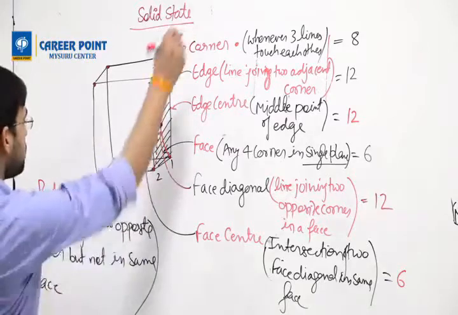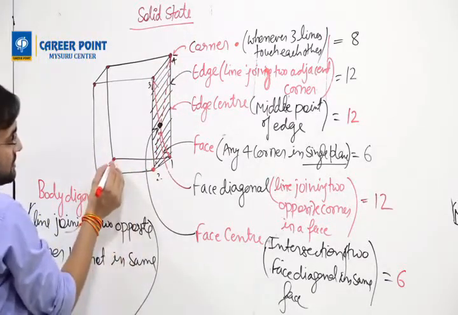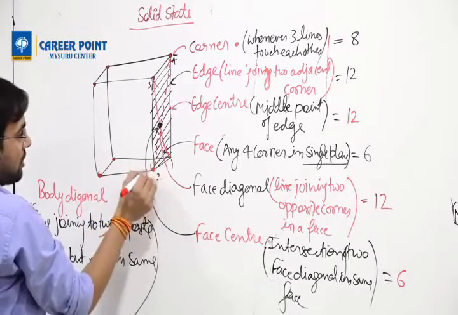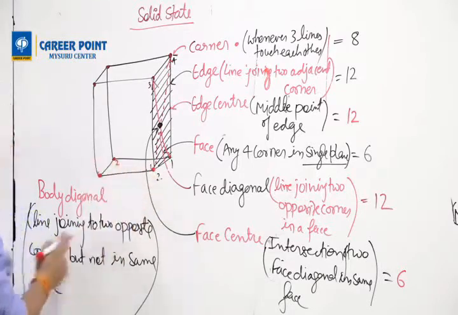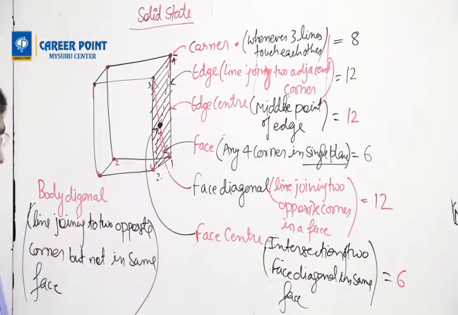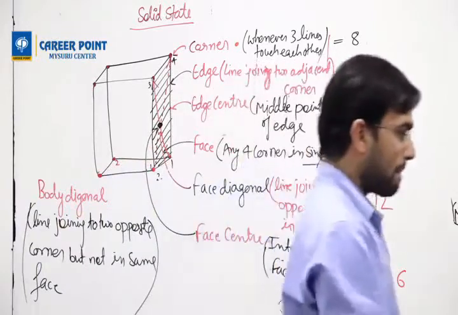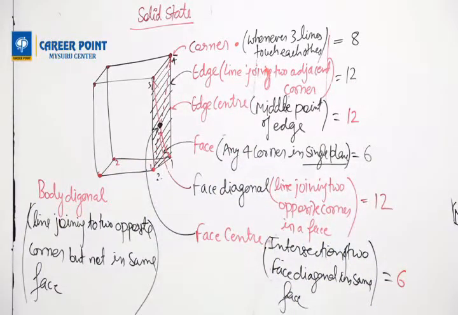Now, so one corner is this. Can I take these two corners, 1 and 2, as a body diagonal? 1 and 2. Can I take 1 and 2 as my body diagonal? Tell me. Can I take or not?